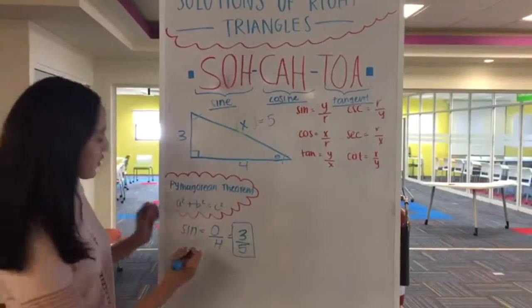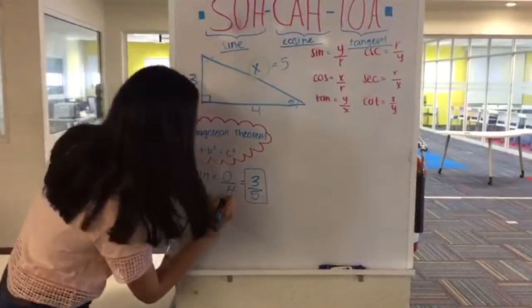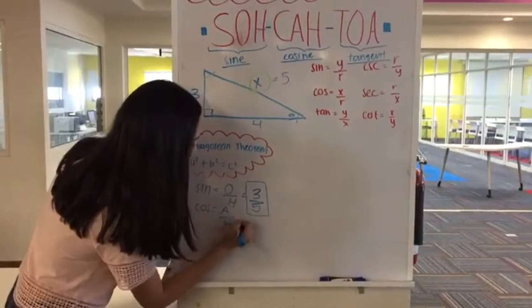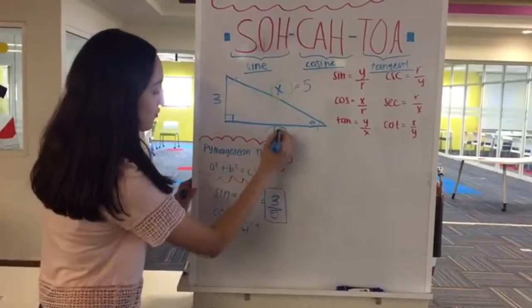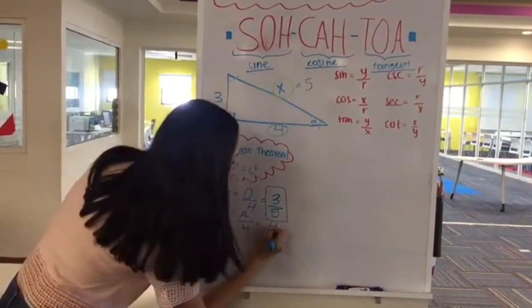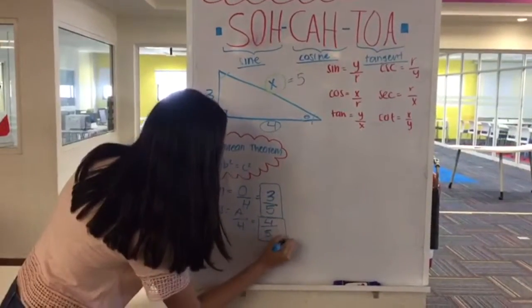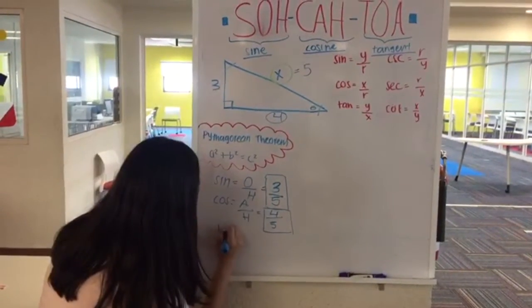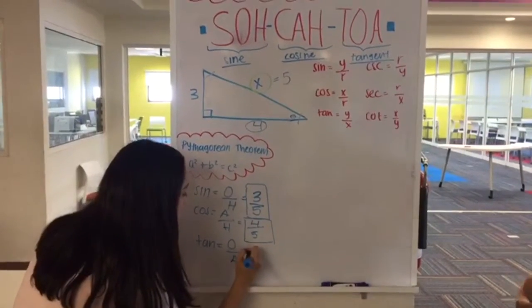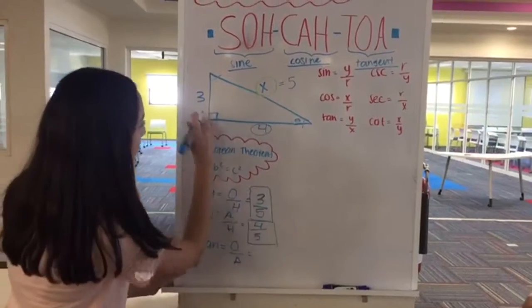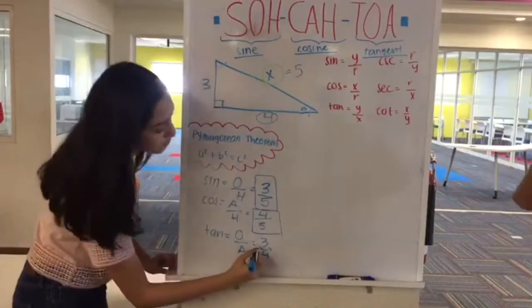The next one is cosine, and cosine means adjacent over hypotenuse. So in this case, you will use the adjacent side, so it's 4, and the hypotenuse, which is 5. So 4/5 will be your cosine. And the last one is tangent. Tangent means opposite over adjacent, and the opposite here will be 3, and the adjacent is 4. So 3/4 will be your tangent.